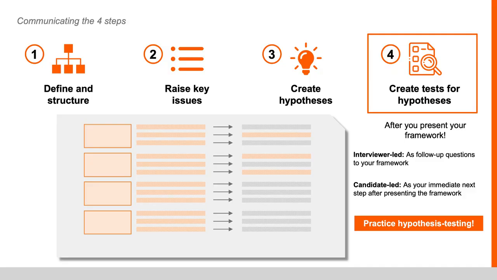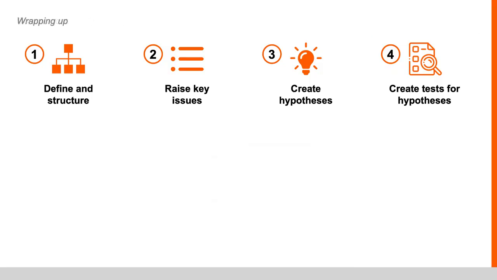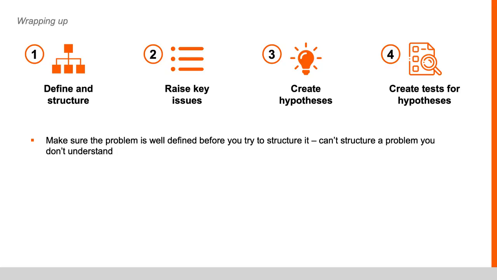So to wrap up this video and the 4-step approach to frameworks. First of all, make sure that the problem is well defined before you try to structure it. You can't structure a problem that you don't understand. Once you have a well-defined problem, you'll know what type of framework to use, as well as how to come up with the right categories and the most relevant issues and hypotheses within each category. Of course, you're going to learn how to create these categories in the next video on how to adapt the 3 C's, but this step is critical.